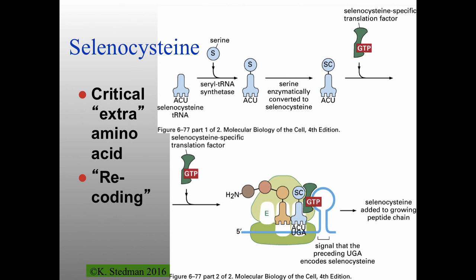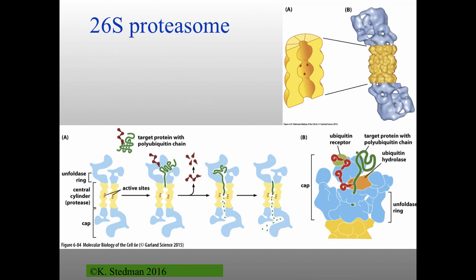Let me talk briefly about selenocysteine. The main thing here is that it's using a stop codon and has to have an extra secondary structure associated with it in order to get the tRNA to be bound and to have this transpeptidation reaction take place. Just want to talk really quickly in the last minute about the 26S proteasome.